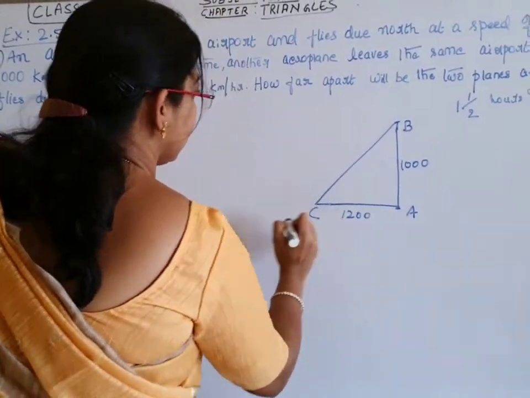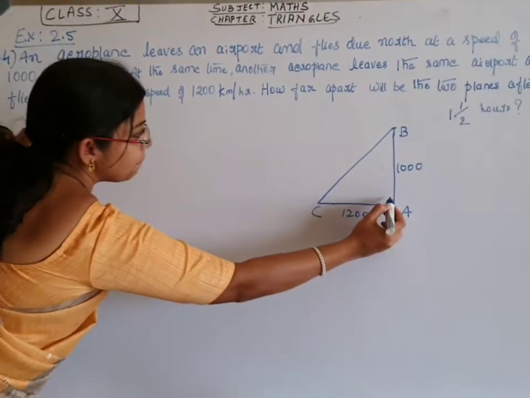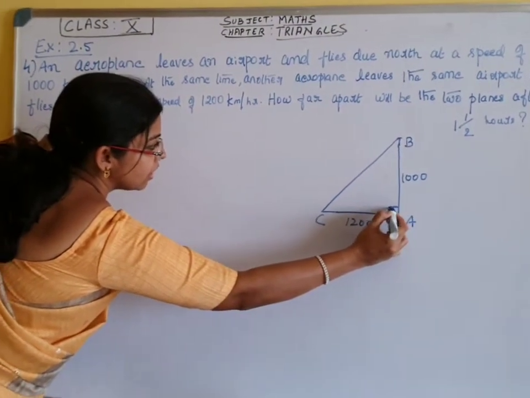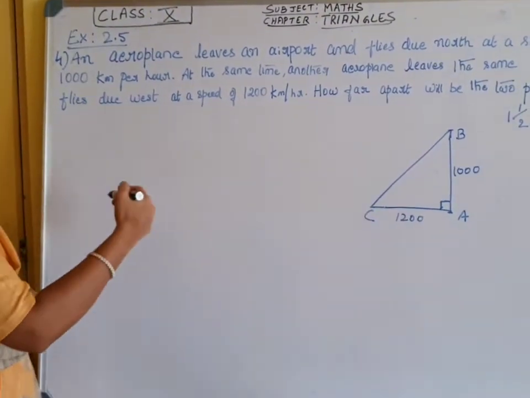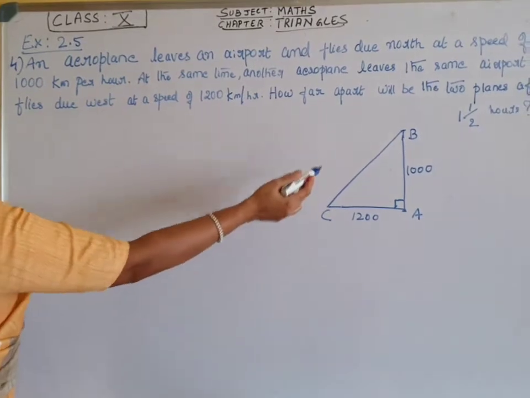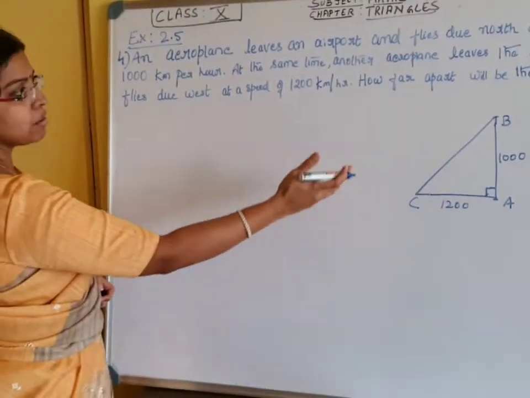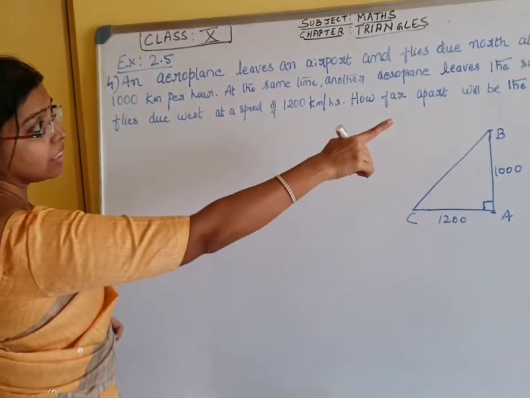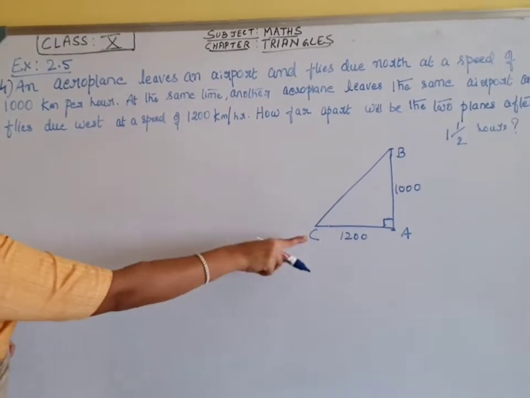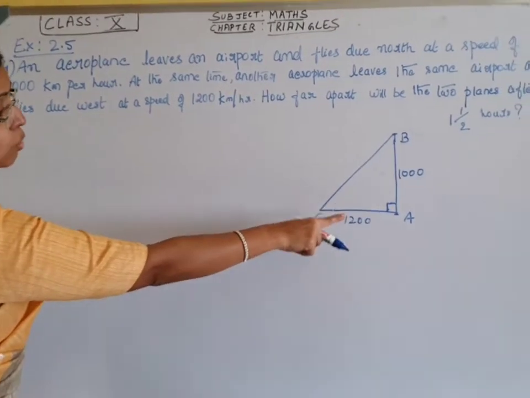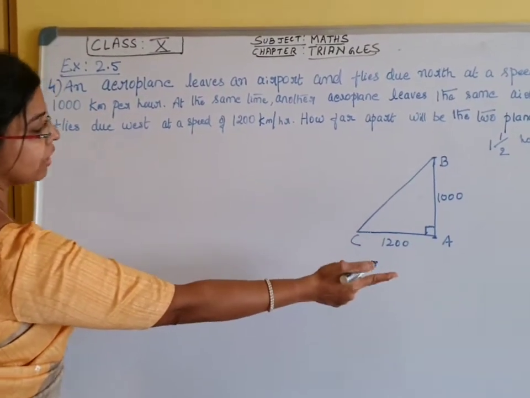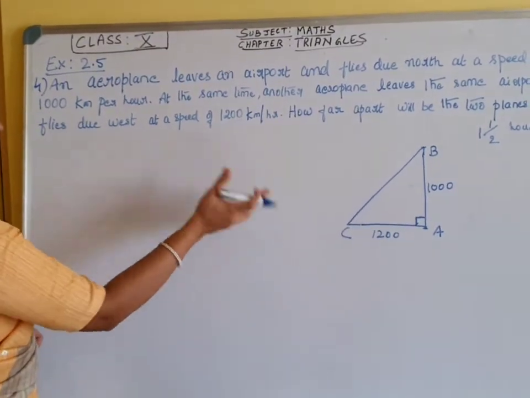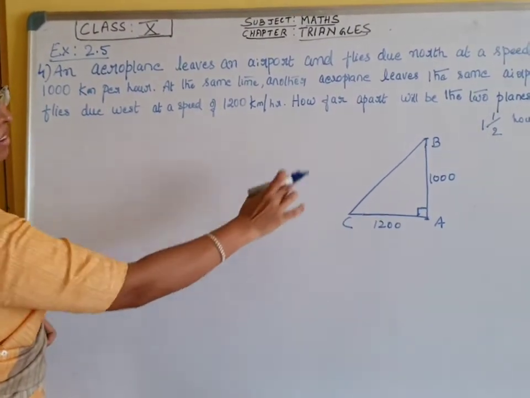A, B, C. So this forms a right triangle and we can apply Pythagoras theorem. We need to find out BC. What is the distance between B and C at 1.5 hours? What we have is the distance for 1 hour. We need to find out for 1.5 hours. First we will find out for 1 hour, then we will multiply with 1.5.